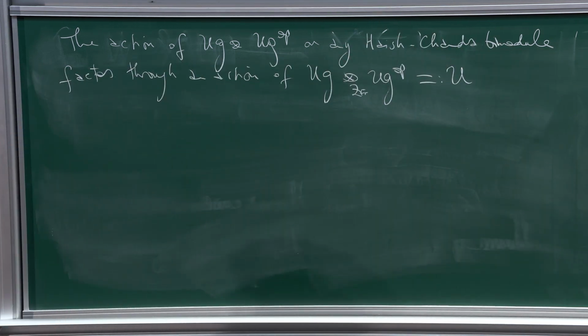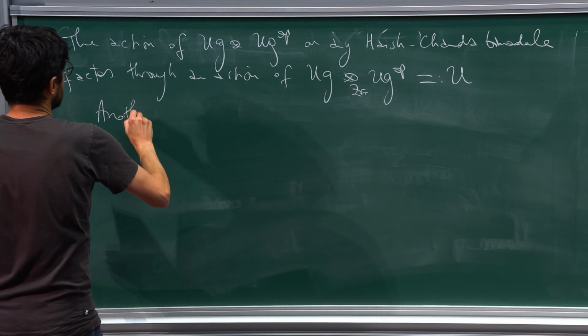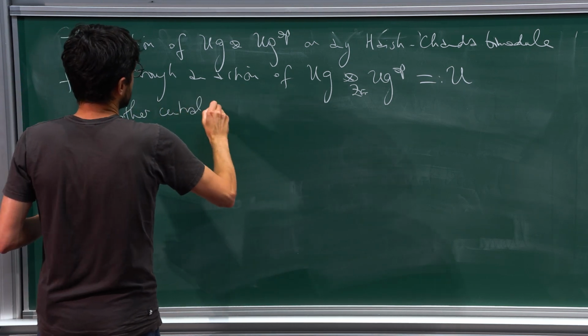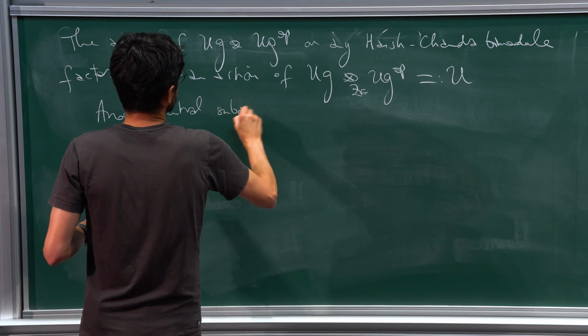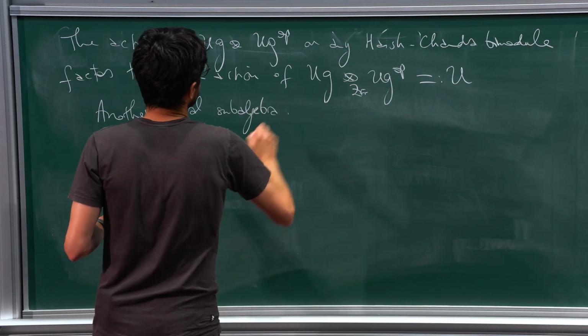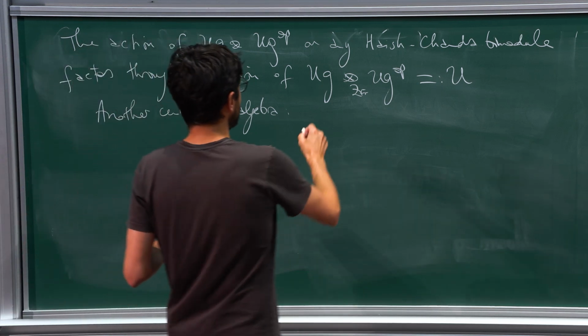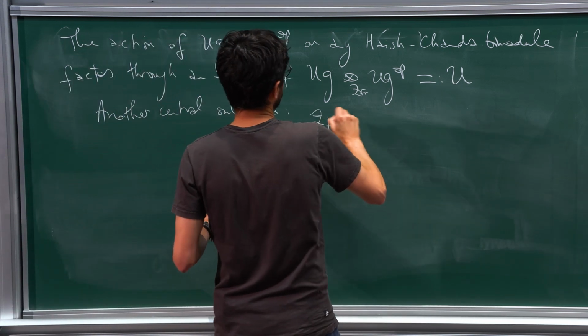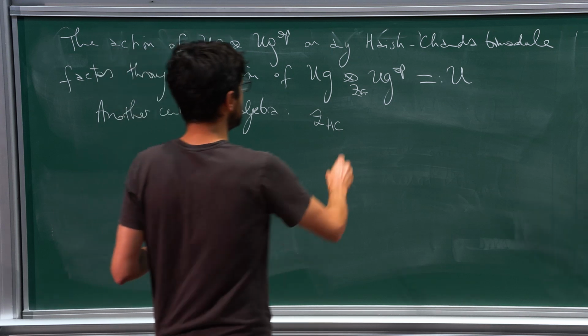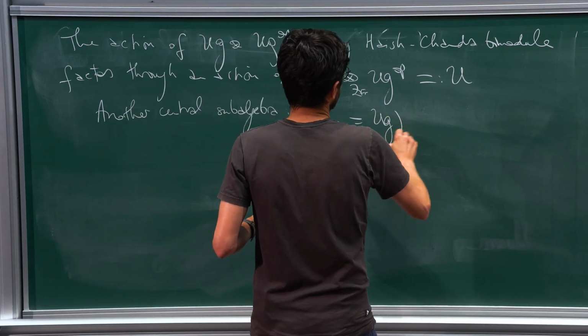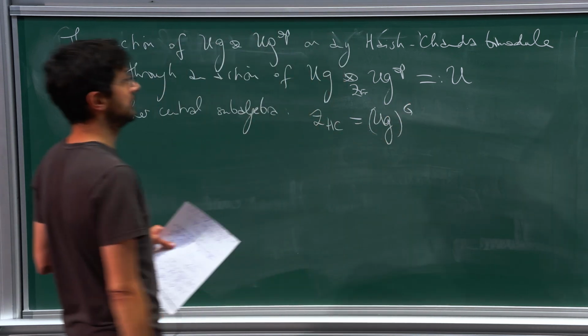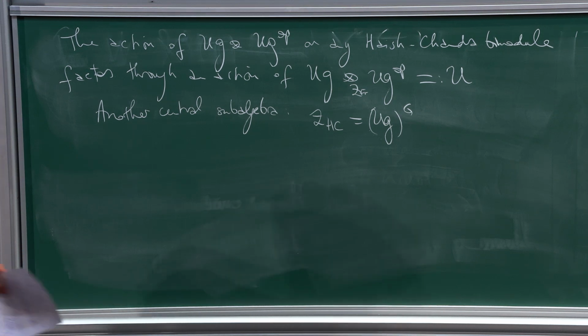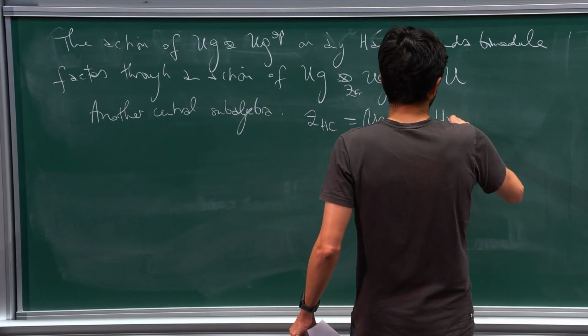And that's what happens for one part of the center, but there is another part of the center. There is another central subalgebra, which resembles the center that we have in the case of characteristic zero coefficients. This is just given by G-invariants in the big algebra, and this is called the Harish-Chandra center.